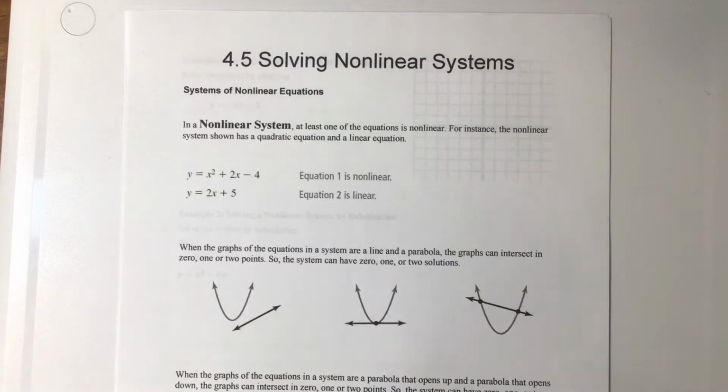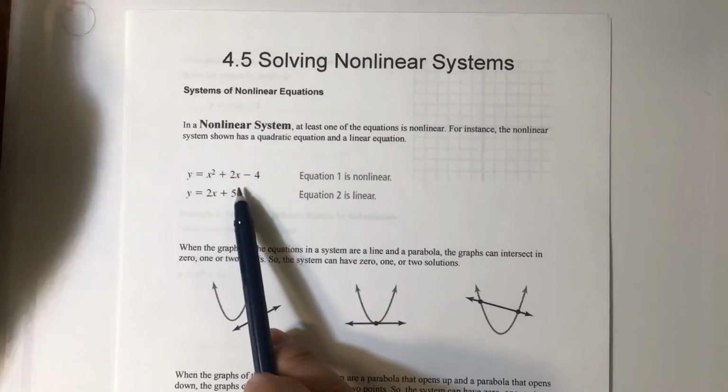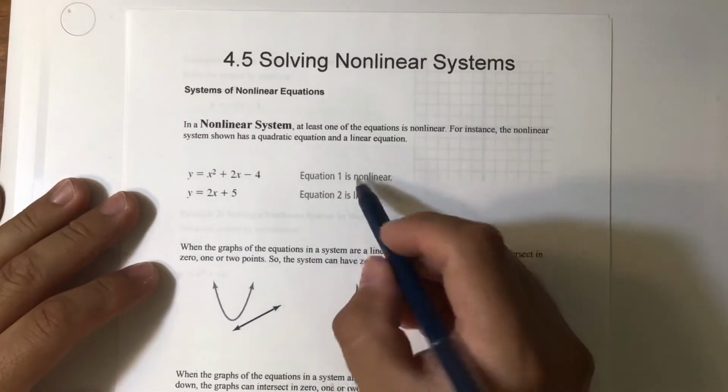All right, so here are the notes for solving nonlinear systems. I'll read through this and go through it. It says, in a nonlinear system, at least one of the equations is nonlinear. For instance, the nonlinear system shown has a quadratic and a linear equation. So the first one right here, y equals x squared plus 2x minus 4, we can tell that that's nonlinear.